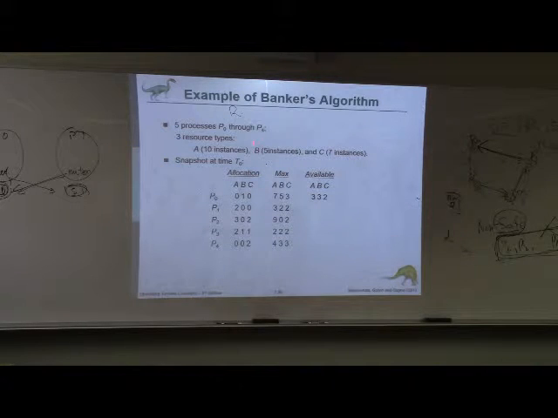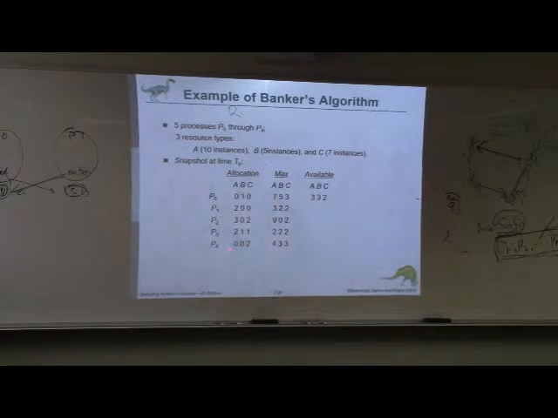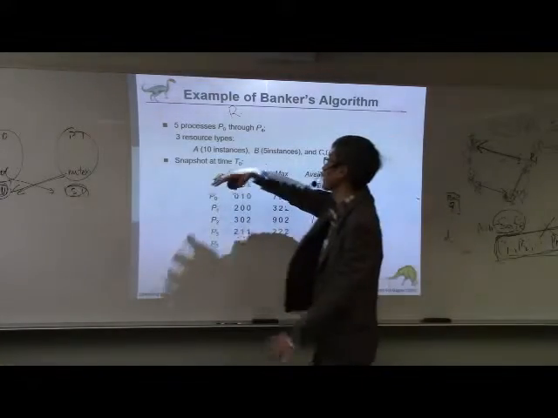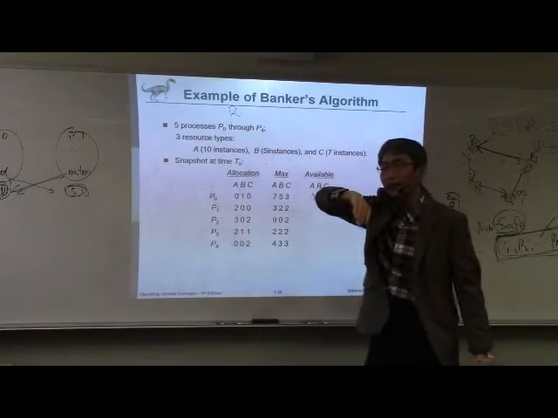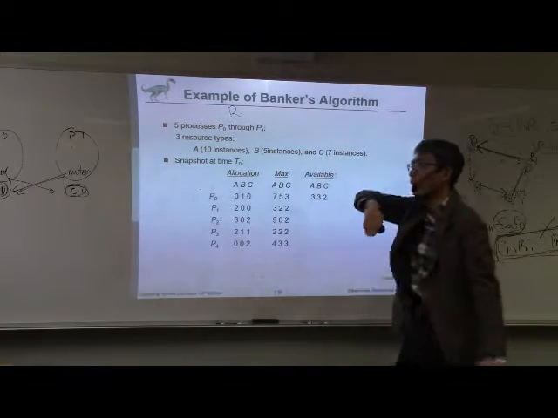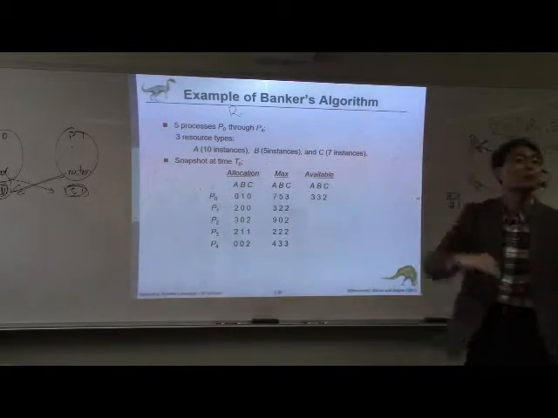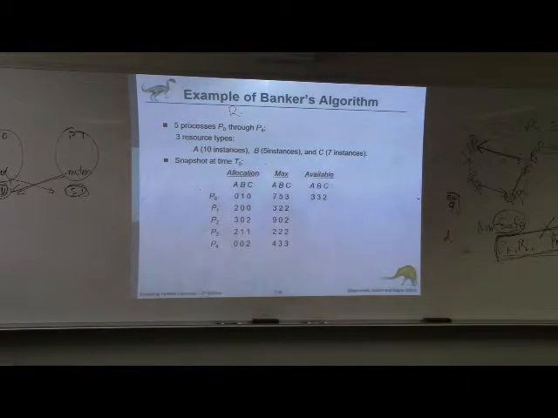Okay, so we have 5 processes here, P0 to P4, and we have 3 resource types. It can be anything, just as this is a tape, the magnetic tape, and this is a disk drive, and this is, let's say, the CPU, something like that. It can be any resource. So A has 10 instances, B has 5 instances, and C has 7 available resources.